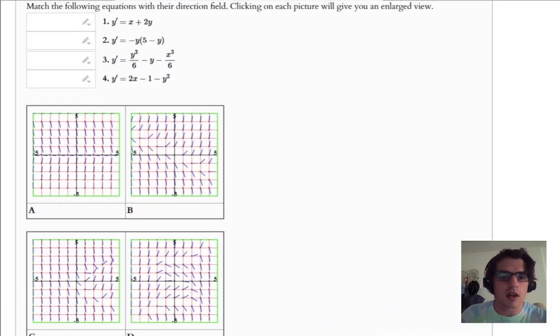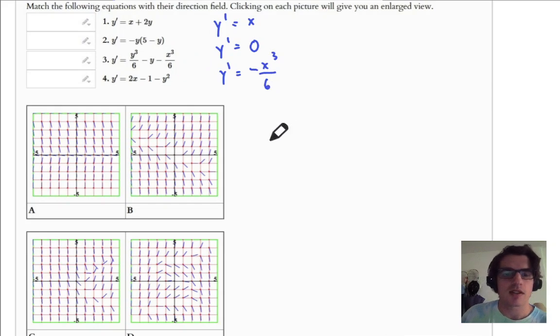Let's see. Okay. So for 1, set y equal to 0, so y prime equals x. We'll do a number line at the end. I'm just going to go ahead and do these. So y is equal to 0 here, we just get 0. Y prime is equal to 0 minus 0, negative x cubed over 6. And y prime equals 2x minus 1.